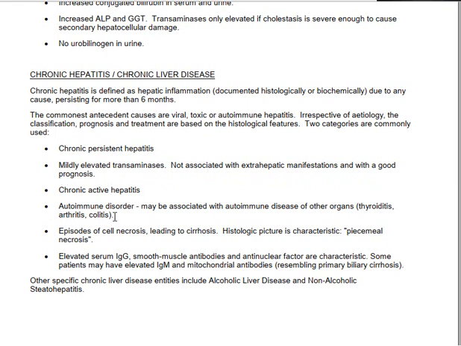You can have autoimmune disorders which can result in that. It may be associated with autoimmune disorders like thyroiditis, arthritis, and colitis. You can have episodes of cell necrosis also leading to cirrhosis. So these are all the different outcomes that you have in this patient. It can be chronic persistent hepatitis with mildly elevated transaminases, or chronic active hepatitis associated with autoimmune disorders. You can have episodes of cell necrosis leading to liver cirrhosis, and you can have elevated serum IgG, smooth muscle antibodies, and anti-nuclear factors.